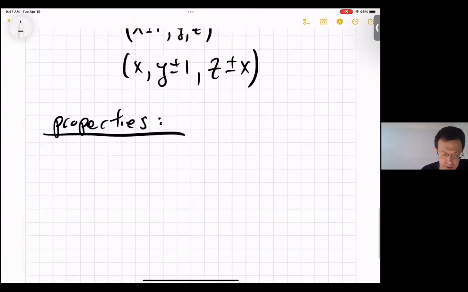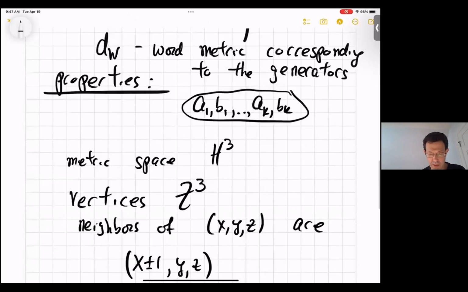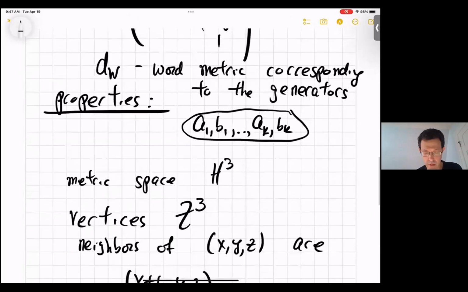So whenever I say B_R, it is going to be the ball of radius R, where R is an integer, centered at the identity, at 0. I should have said that in this identification, the point (0, 0, 0) in R^3 is the identity matrix, so it's the identity element of the group.